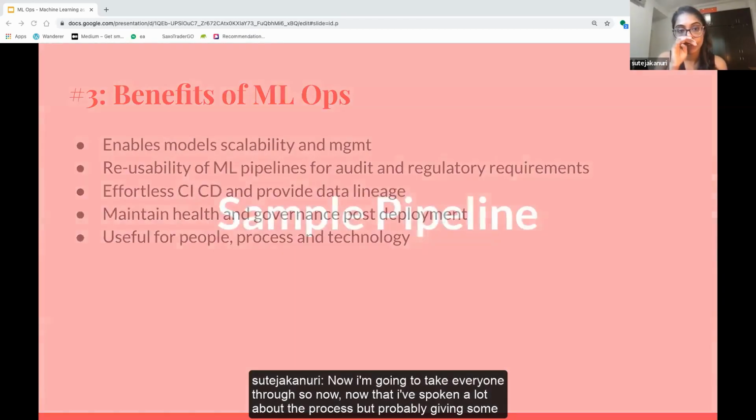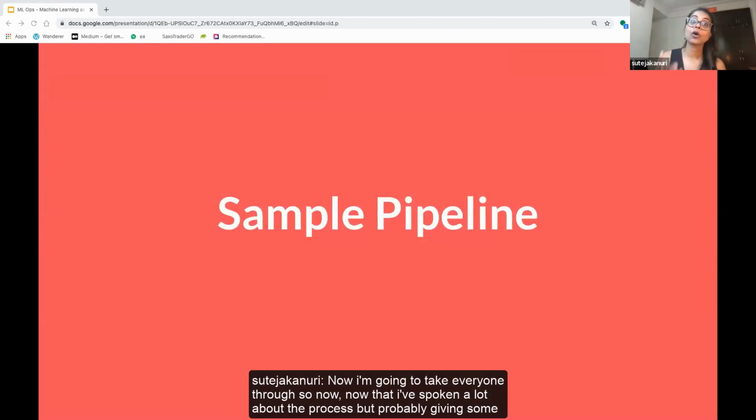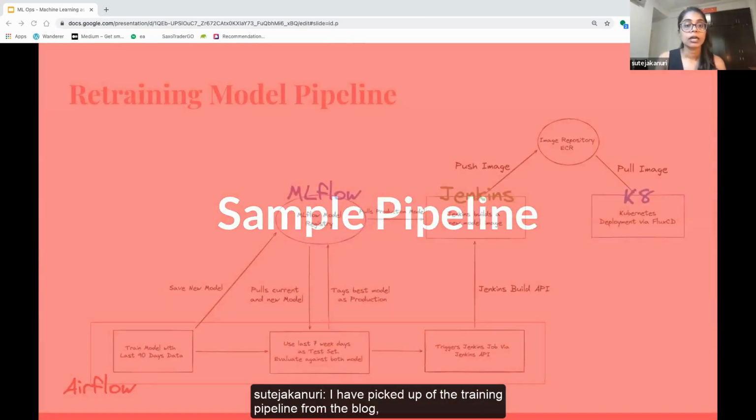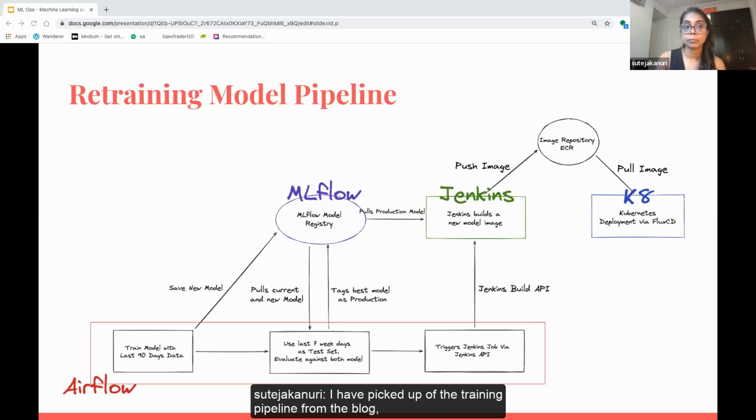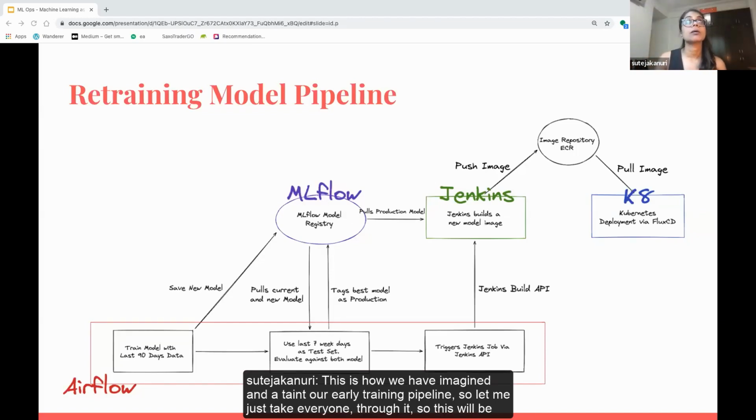Now I'm going to take everyone through an example. I've spoken a lot about the process, but giving some sort of an example will actually help each one of you to understand how to map all these ideologies and philosophies into actual action. For that, I have picked up a retraining pipeline from the blog of the company that I work for, where this is how we have imagined and attained a retraining pipeline. Let me just take everyone through it. This will be quite interesting.